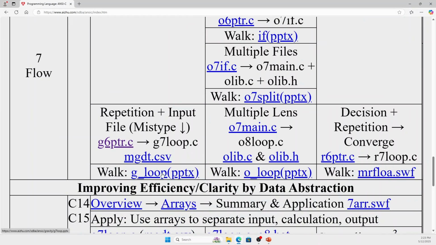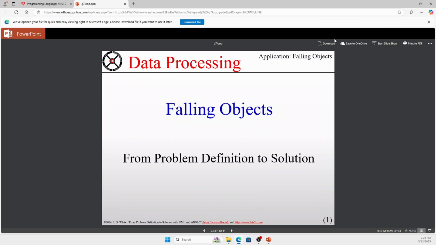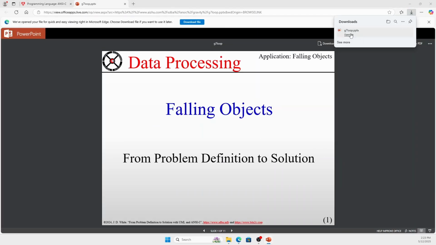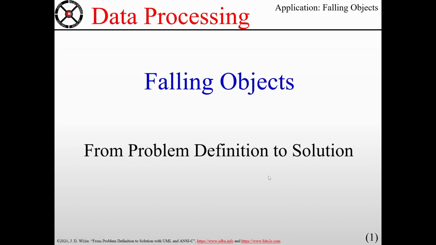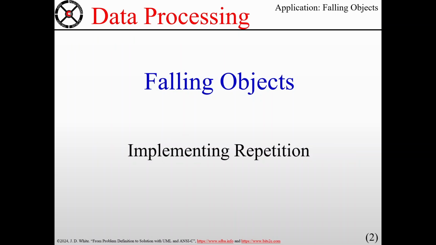so right down here we're looking at gloop. I will download it and then we'll open it. Okay, and then show. All right. So following objects. We've been working from the problem definition. We've dropped the thing from the building and it's dropping, and we're now going to implement repetition.